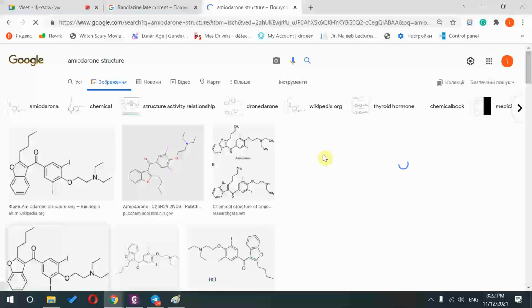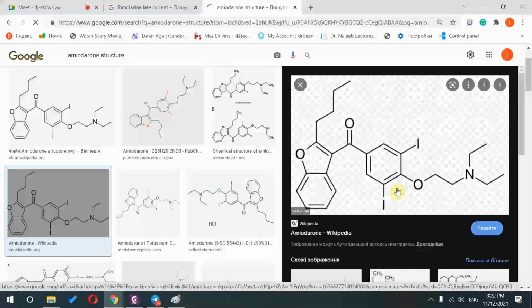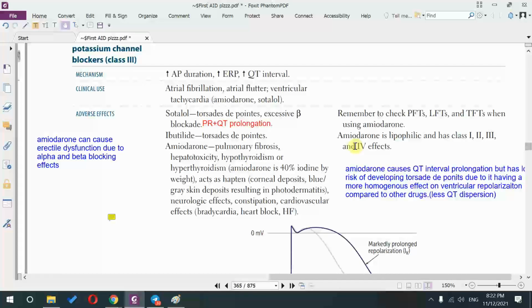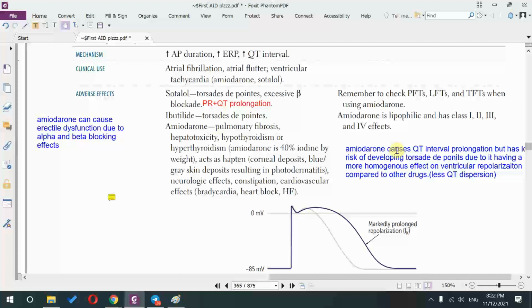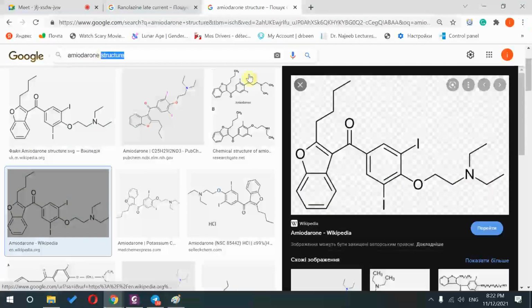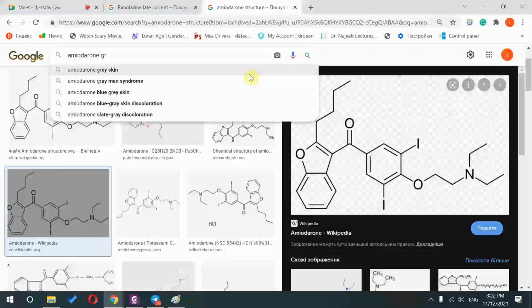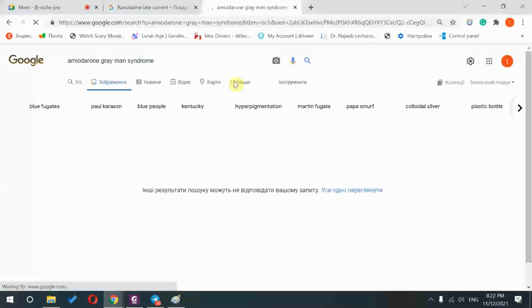Notice here, guys, if you take a look at this chemical formula, even if you don't know about this structure, just you can see here an I and you can see here another I. These are basically iodine, okay? So when you have too much iodine going to the thyroid, it's like, well, I don't want to play with that. You can get hypothyroidism, and vice versa, hyperthyroidism. It also acts as a hapten, which can lead to corneal deposits. It can lead to blue or gray man syndrome.